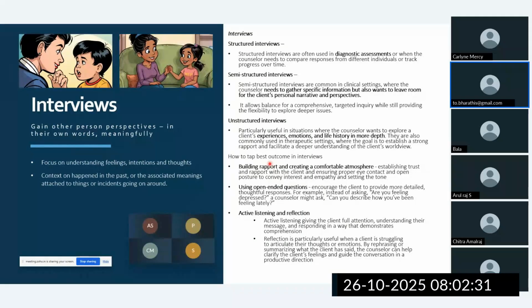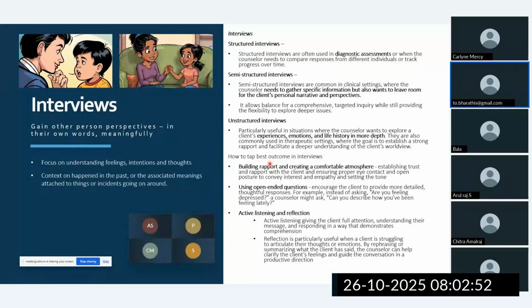Semi-structured interviews are where I keep the questions very specific, but I also leave the time open. At the end of it, I will ask, how do you feel? Which means a person can talk more, which can give us more context. Unstructured interviews we talked about.